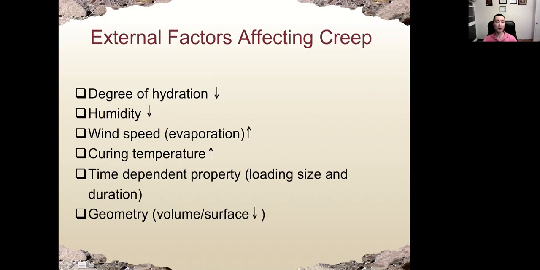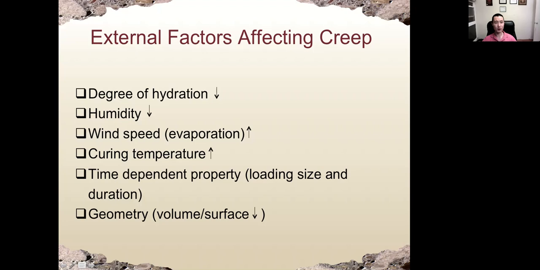All right, for example, external factors are affecting creep. If we increase the degree of hydration, we'll reduce creep. Same thing for drying shrinkage. Increased degree of hydration will also reduce drying shrinkage. Increased humidity will reduce creep. We also reduce drying shrinkage. Increased wind speed will increase creep. We also increase drying shrinkage. Increased curing temperature will increase creep and drying shrinkage.